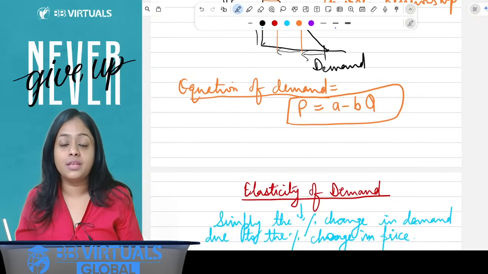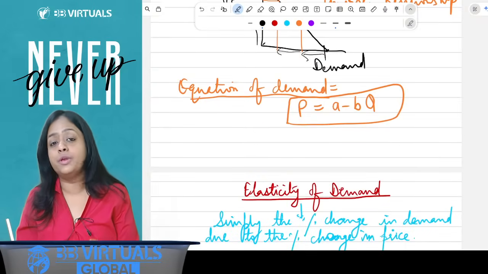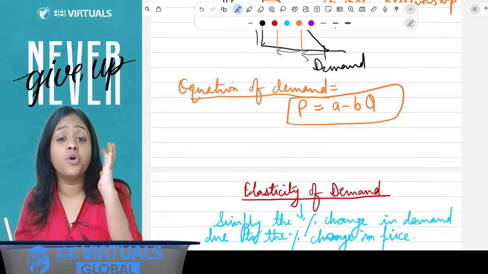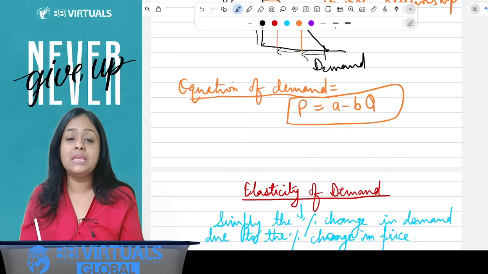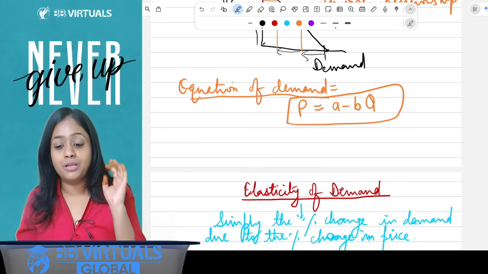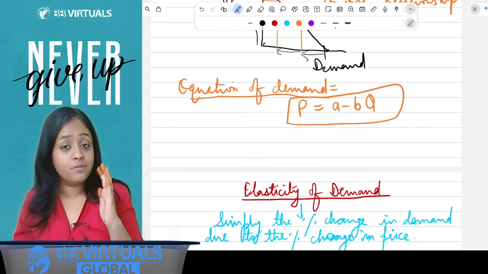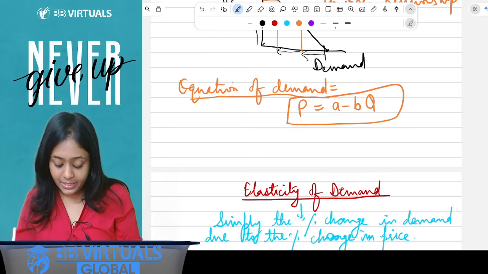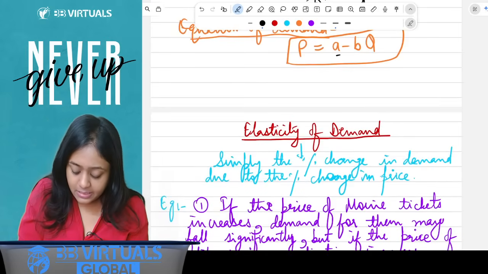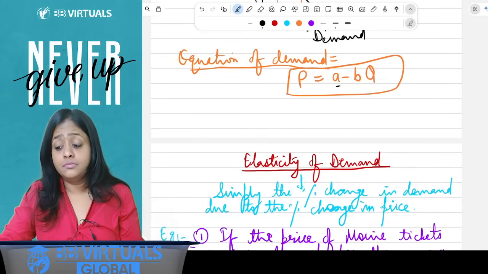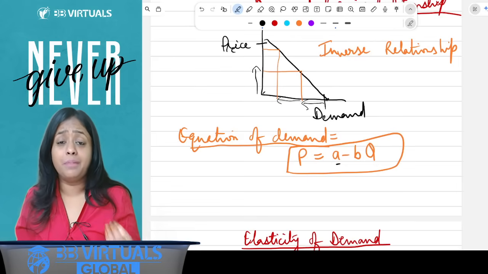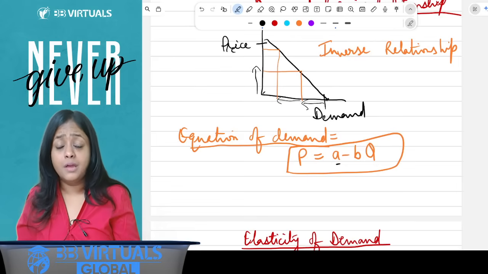The equation of the demand is a basic, default equation that you cannot afford to forget: P = A - BQ. But don't worry, ACCA is going to provide you this in the help section. So even if you forget, refer over there. And here A is, like I told you, the maximum price.